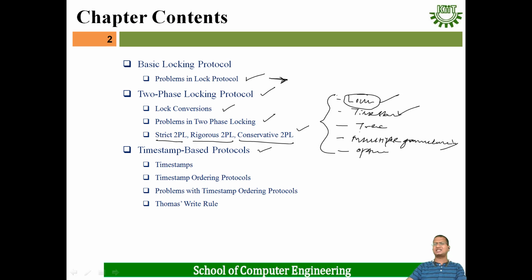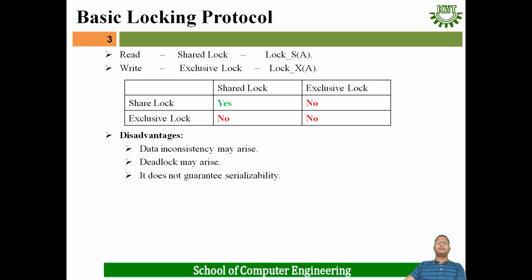In the lock based protocol, first the basic locking protocol we have already seen. In this chapter, we will summarize the basic locking protocol. Then we will analyze the problems in the basic locking protocol. Then we will see the two-phase locking protocol, 2PL. Then other types of 2PL: strict 2PL, rigorous 2PL, conservative 2PL. All those things we will see in this chapter. Then after that we will discuss the timestamp based protocol. And this is all about the basic locking protocol.